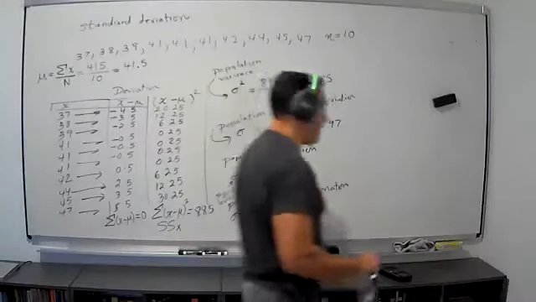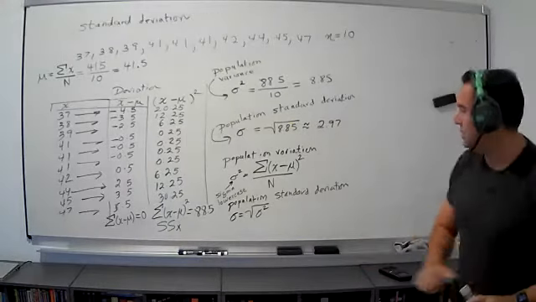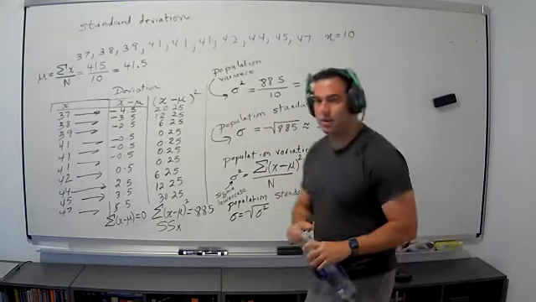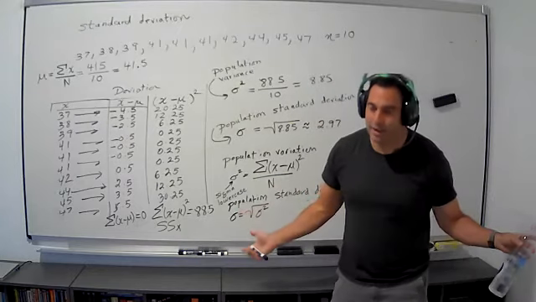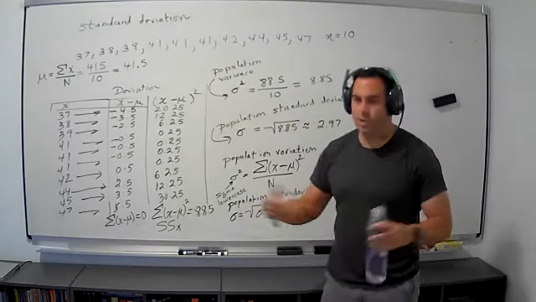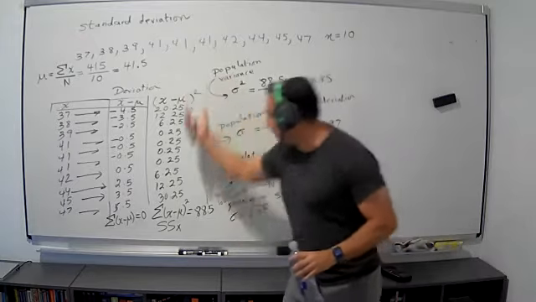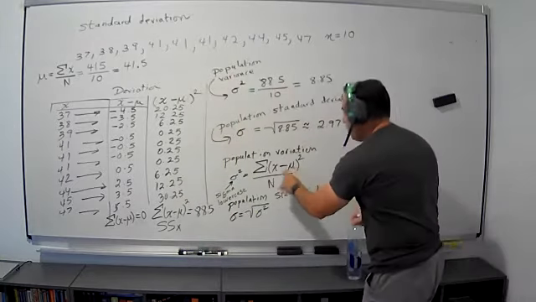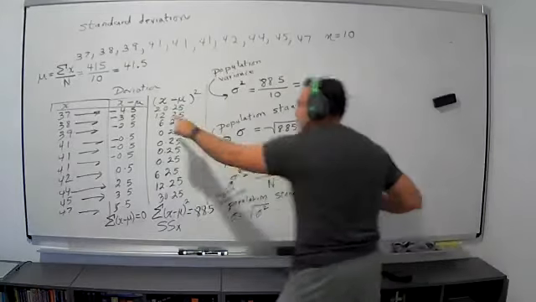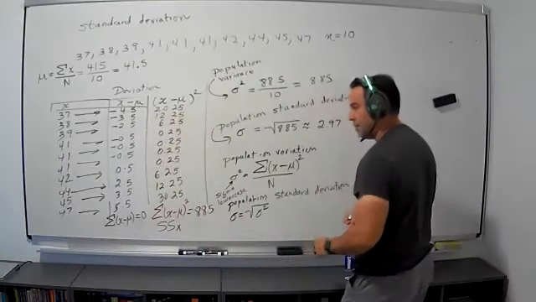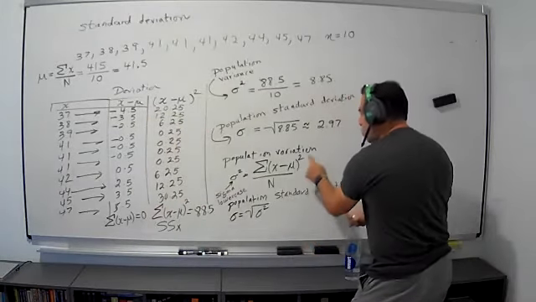Don't be intimidated by the notation. Don't be intimidated by the weird letters. I mean, if you are intimidated, that's fine. Just stop being intimidated. We've done this. This part of this, X minus mu, is our deviation. Okay? Then it says to square it.